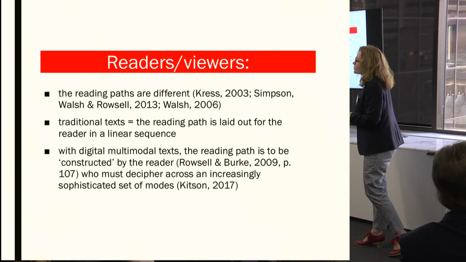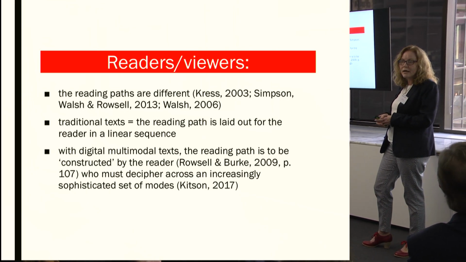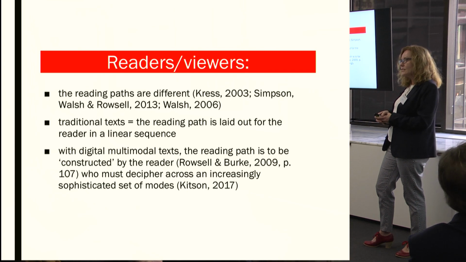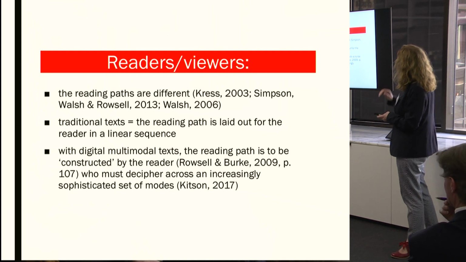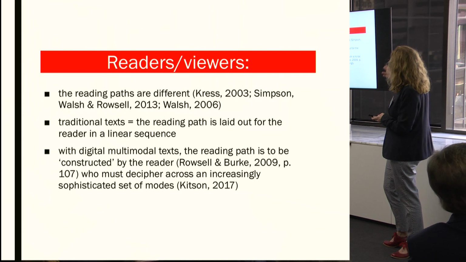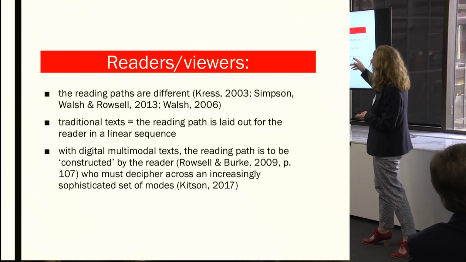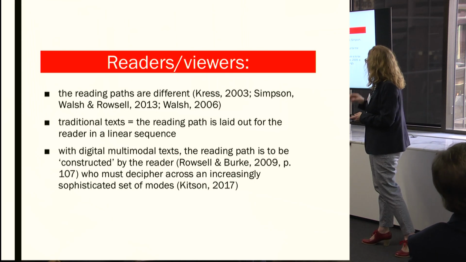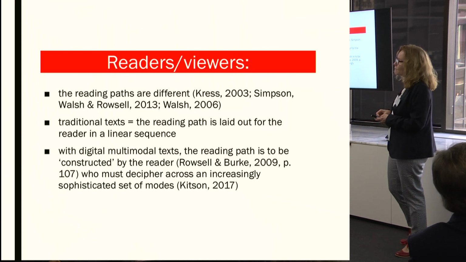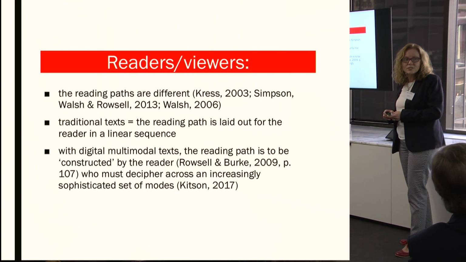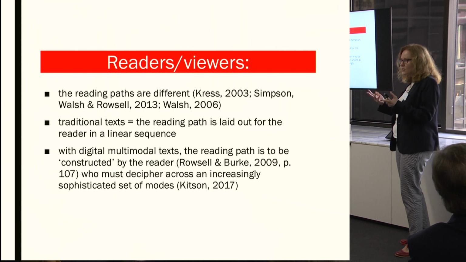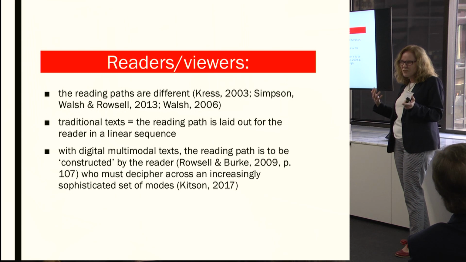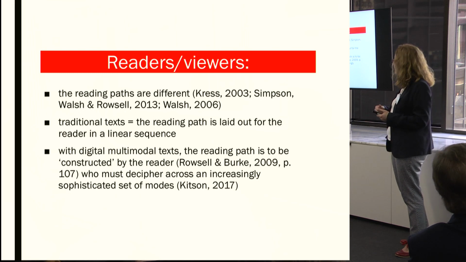The reading paths are also different. So when people talk about reading digital text is like reading on a screen, I'm going to say it's not. The reading paths are different, and we've got a lot of evidence here from Kress, Alison Simpson, Maureen Walsh and Jennifer Rossell's work. Now, traditional text, the reading path is laid out for the reader in sequence. It's actually very difficult to do anything but read a narrative in order, unless it's a choose your own adventure, but then it's still a very narrow choice of pathways.